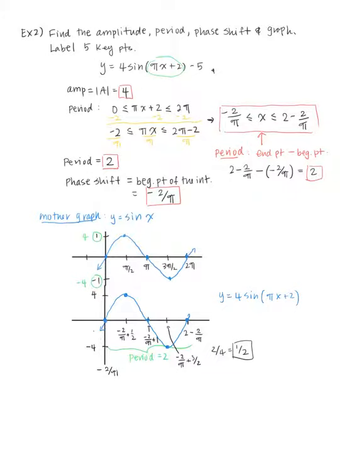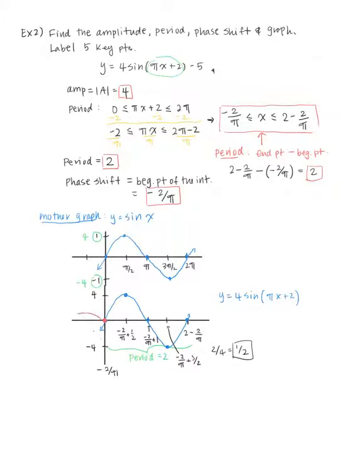Crap, we're not done yet. We got the vertical shift going on. So what we need to do is we want to graph y equals 4 sine pi x plus 2 minus 5. So what we need to do is take this graph and then shift it downward 5 units. So all you have to do is subtract the y value by 5. So in order to do that, let me first jot down the key points. So key point here is what?